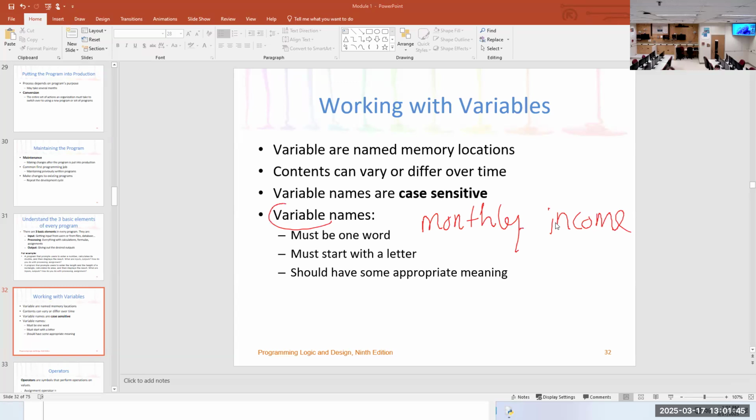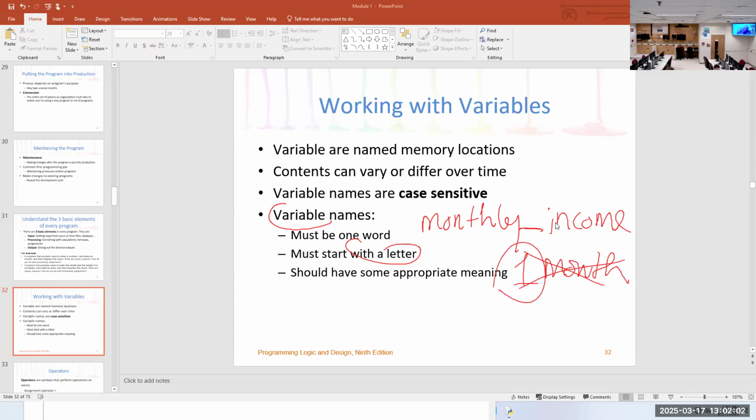So we can put an underscore or whatever it is to make it one word, and it must start with a letter. So think about 1 month. It's not accepted because it's starting with a number, okay?